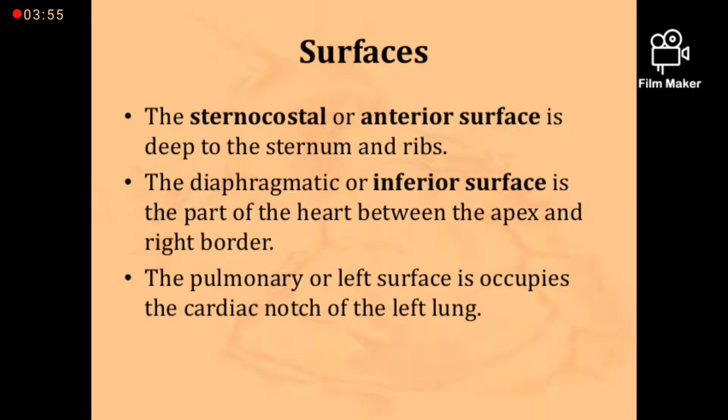Surfaces. The sternocostal or anterior surface is deep to the sternum and ribs. The diaphragmatic or inferior surface is the part of the heart between the apex and the right border. The pulmonary or left surface is occupying the cardiac notch of the left lung.